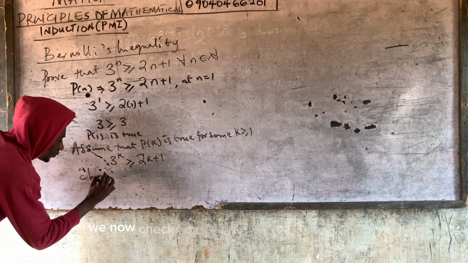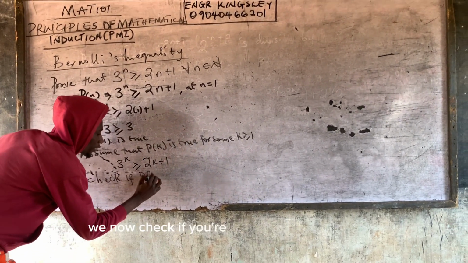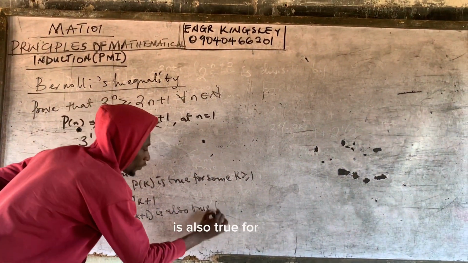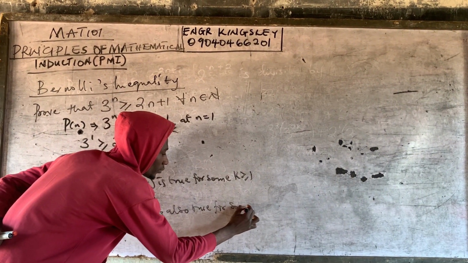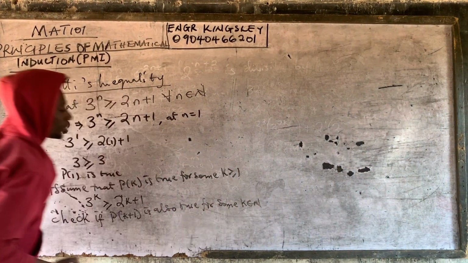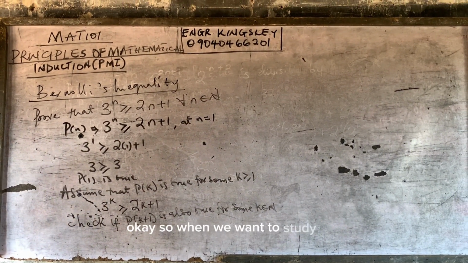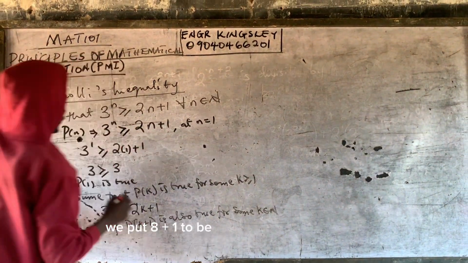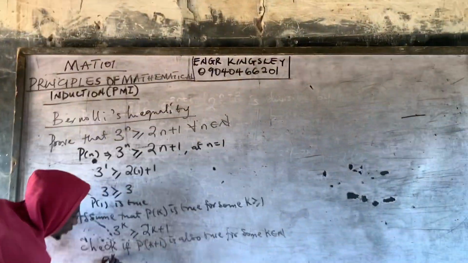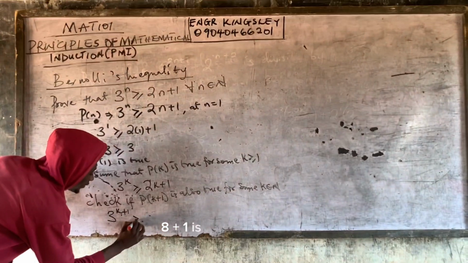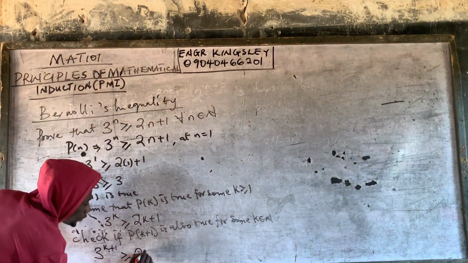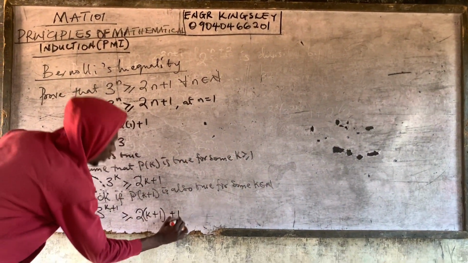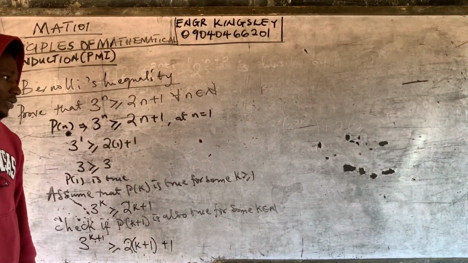We now check if P of k plus 1 is also true for some k element of natural number. Okay? So when we want to study this, anywhere we see n in this practice problem, we put k plus 1, to have here 3 raised to the power k plus 1 is greater than or equal to 2 into the bracket of k plus 1, then plus 1. By replacing the value of n here with k plus 1, this is what we have.